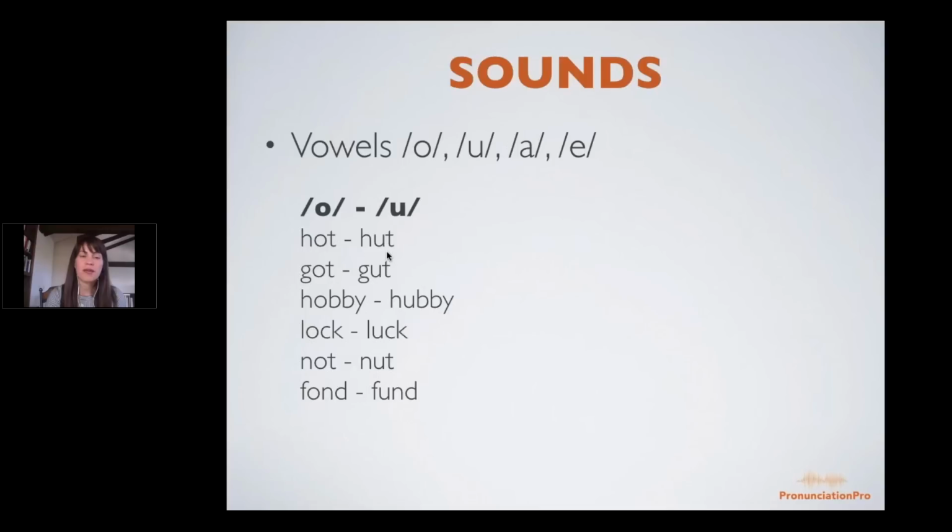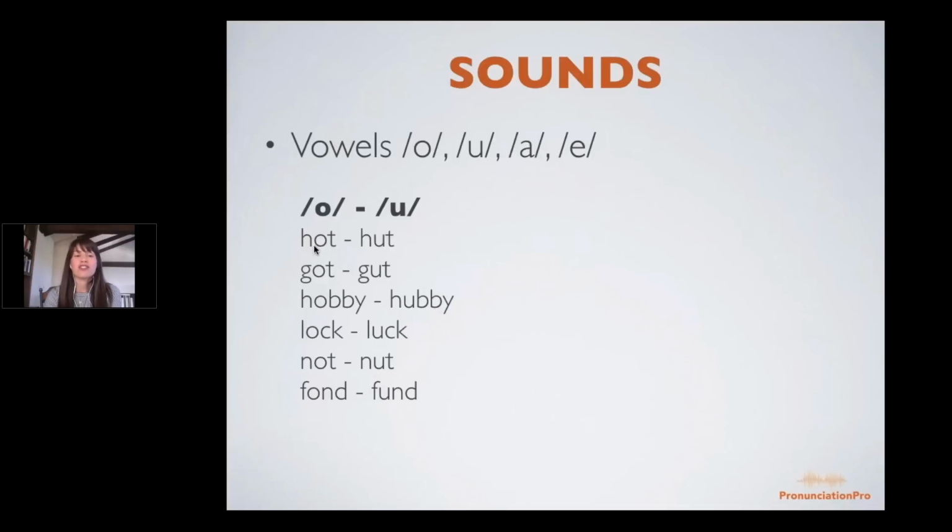So start from the top again. Okay. Hot. Got. Happy. Do that one again. Hobby. Luck. Not. Fund. So the difference between the and the is the jaw is dropped a little bit more. So if you're having a hard time differentiating, pay attention to bringing the jaw up a little bit, because it's harder to say without that jaw dropping.